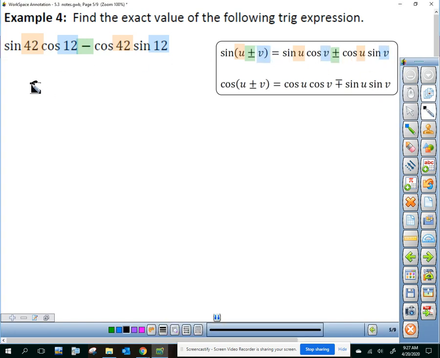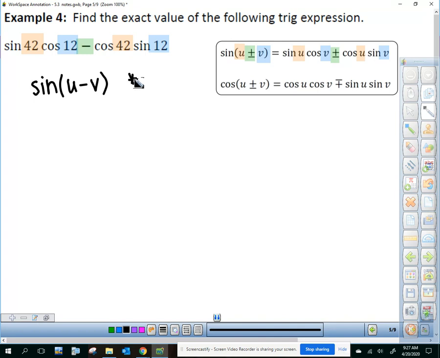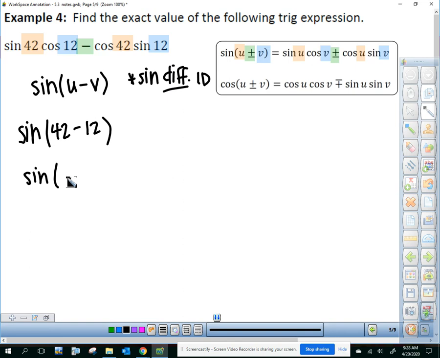So when I condense this, I'm using sine of u minus v. This is the sine difference ID. So it becomes sine of 42 minus 12. Sine of 42 minus 12 is sine of 30. That's one on the unit circle we do know. We know sine at 30 degrees is 1/2.